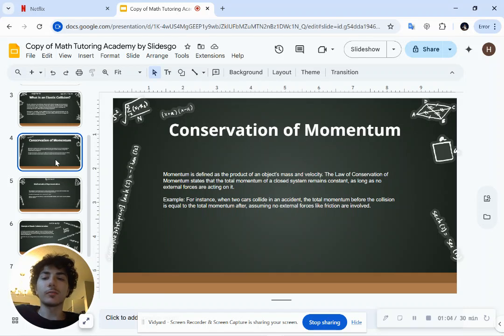Conservation of momentum. Momentum is defined as the product of an object's mass and velocity. The law of conservation of momentum states that the total momentum of a closed system remains constant as long as no external forces are acting on it. Example. For instance, when two cars collide in an accident, the total momentum before the collision is equal to the total momentum after, assuming no external forces like friction are involved.